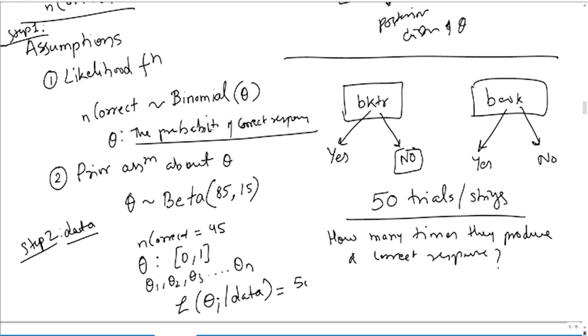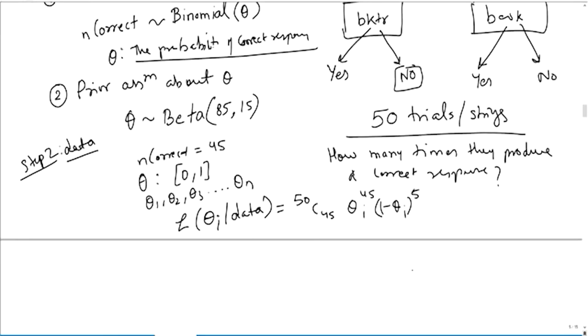So the likelihood function is n choose x, where x is 45 here, the number of correct responses, times theta i to the power 45, times 1 minus theta i to the power 5. This is how you can calculate the likelihood for each theta i. Once you get the likelihood values corresponding to each theta i, you can draw its plot. So that would be your likelihood function. Let me call it step 3: estimation of the likelihood function.